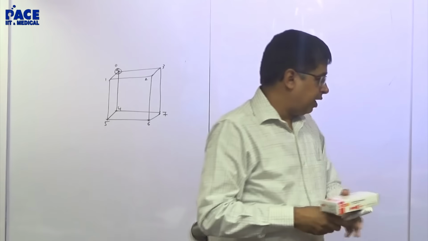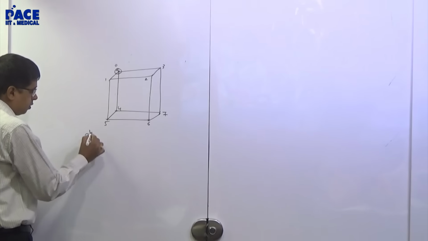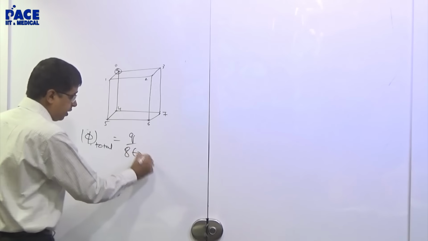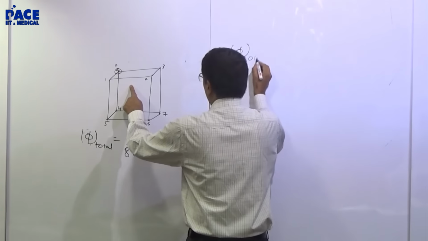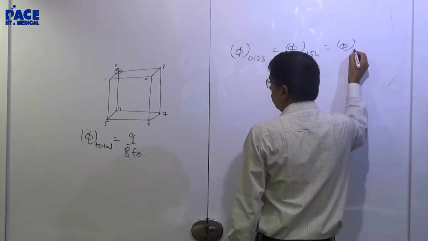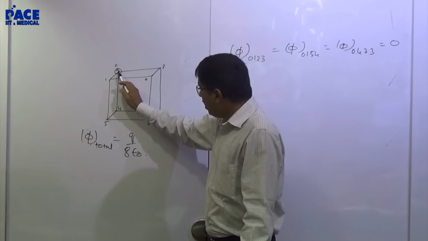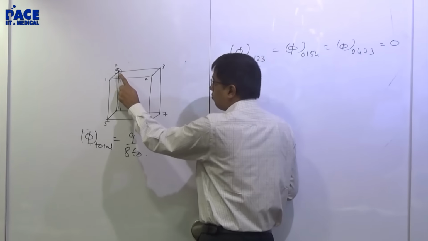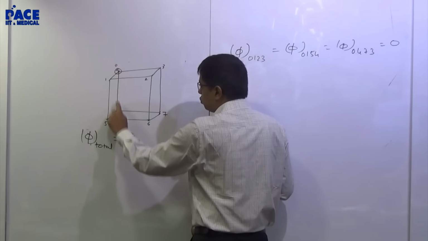If that corner is shared by 8 cubes, the total flux through the whole cube is F total equals Q by 8 epsilon naught. I don't have a problem till there. Now they ask you the flux through each of the faces. Flux through 0, 1, 2, 3. Flux through 0, 1, 5, 4. Flux through 0, 4, 7, 3 will be 0. Why will it be 0? The field lines from Q will go parallel to this face. E dot ds will become 0. Field lines from here will be going parallel through 0, 4, 7, 3.